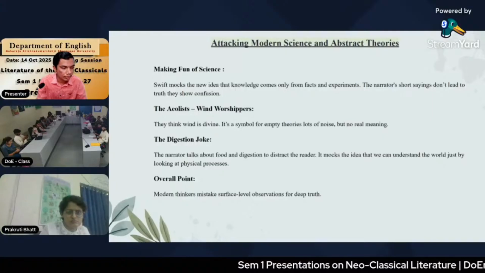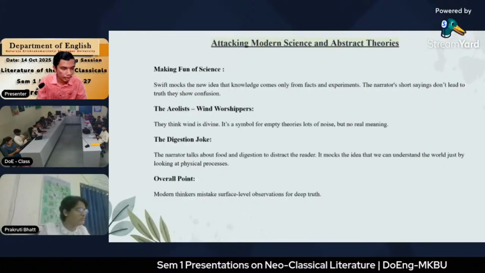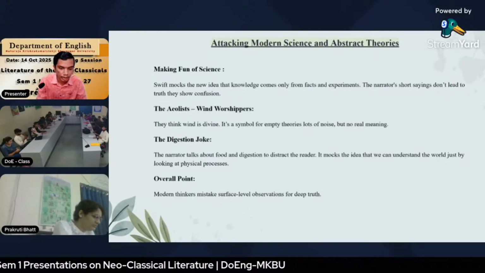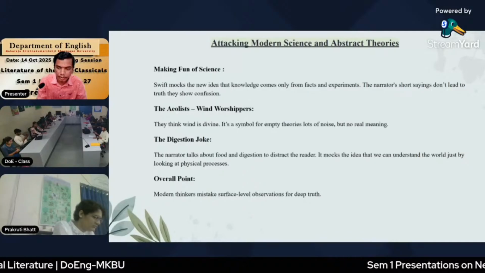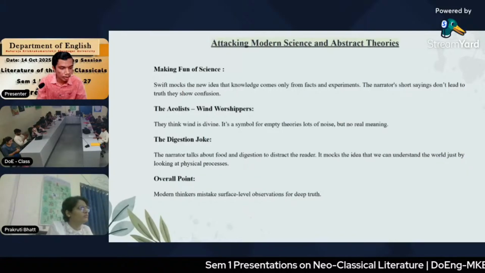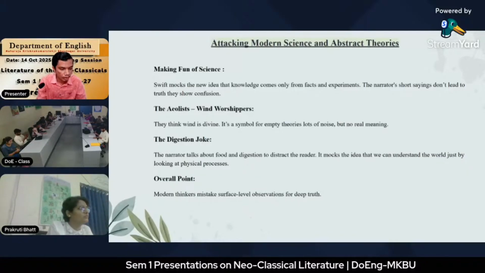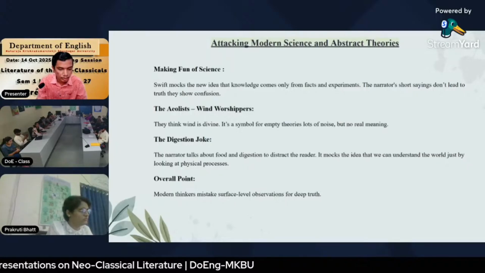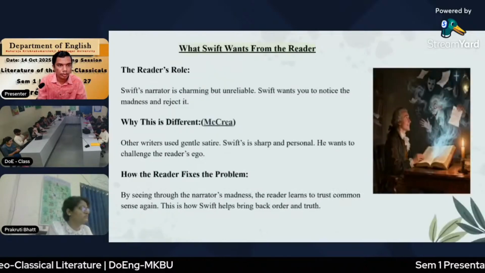The digestion jokes: the narrator talks about food and digestion to disgust the readers. It mocks the idea that we can understand the world just by looking at physical processes. Overall point: modern thinkers mistake surface-level observation for deep truth.